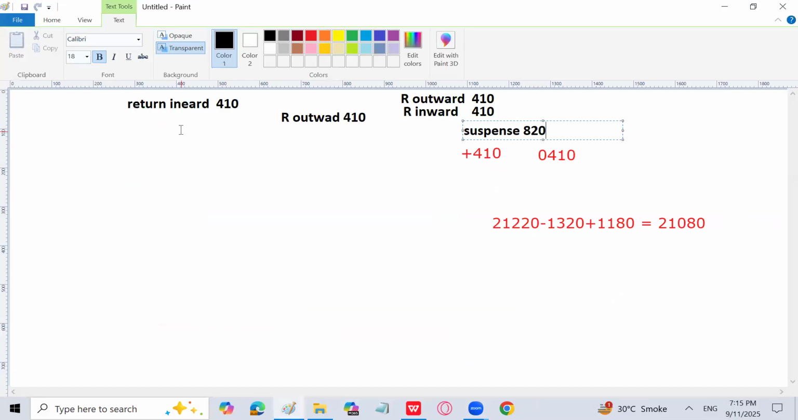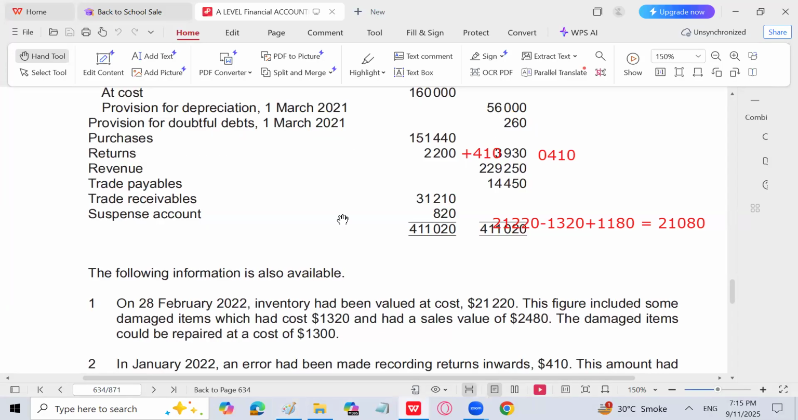So let's prepare the income statement, which is the requirement of the question, or you can say statement of profit and loss, one and the same thing. Nowadays we use statement of profit and loss. You can go for it, no problem. So we can start the statement of profit and loss with revenue. Let's see what is the amount of revenue given. Revenue is given here 229250.